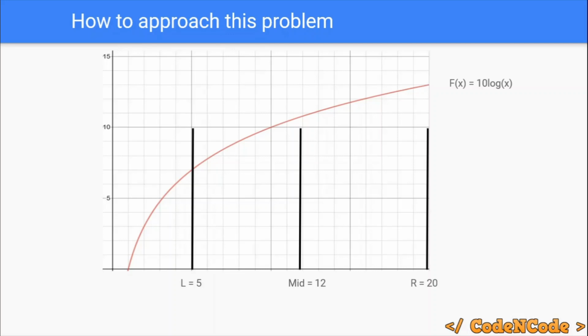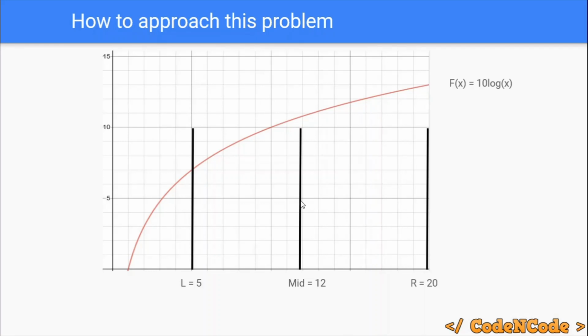In each iteration we will calculate mid. The purpose of mid is that mid is either your solution, or mid divides the whole active range, which is 5 to 20, into two halves: first a valid range, second an invalid range. First we check whether mid is the solution or not. If it is the solution, we simply return it. Otherwise we reduce the whole range into half.